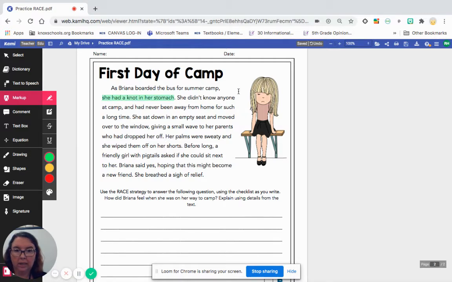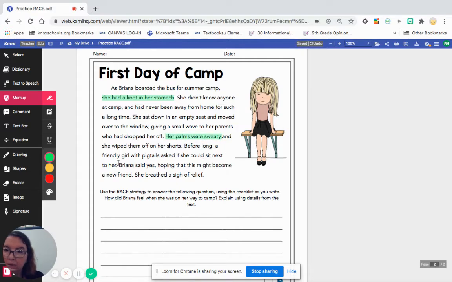I'm going to highlight that. She didn't know anyone at camp and had never been away from home for such a long time. She sat down in an empty seat and moved over to the window, giving a small wave to her parents who had dropped her off. Her palms were sweaty, and she wiped them off on her shorts.